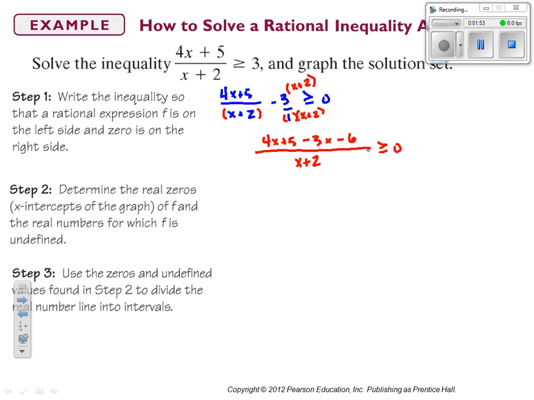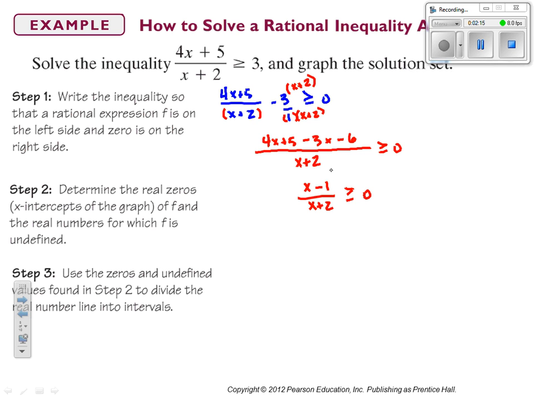Now in the numerator, we want to clean that up, and you can see we have 4x and negative 3x, which is x, and then 5 and negative 6 is minus 1. So this simplified to a really basic rational inequality. Sometimes you're going to have more factors than this, but the process that you follow is going to be exactly the same. So this is our inequality.